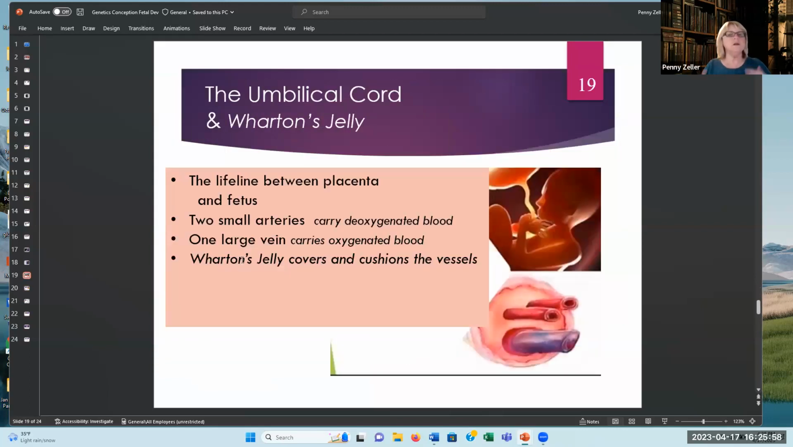Okay. So the umbilical cord, it's the lifeline, I call it. It covers the blood vessels from the uterus to the placenta, from the placenta to the baby is where the umbilical cord has blood flowing to and from. Okay. It's got two small arteries, and those arteries carry the deoxygenated blood. And then the one large vein carries oxygenated blood from mom. And surrounding those blood vessels is what we call Wharton's jelly. And it keeps the blood vessels moist and cushioned. So it protects them. So the only purpose of the umbilical cord is to protect the vessels. Okay, it doesn't do any other function.